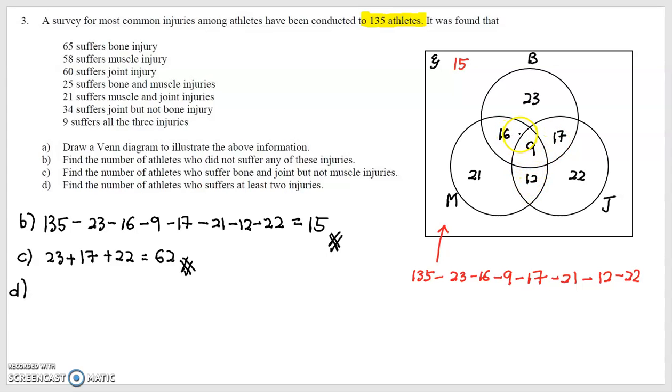We suffer at least 2. So finally we use 16 plus 9 plus 12 plus 17. At least 2 means 2 is fine and 3 is fine too. The outside is only 1. So 16 plus 9 plus 12 plus 17. The answer is 54. Show your calculation here, and this is the answer.